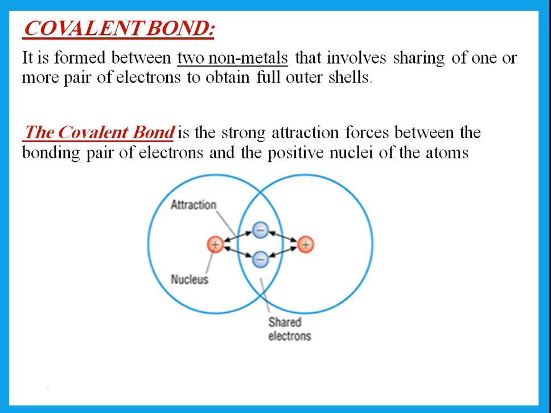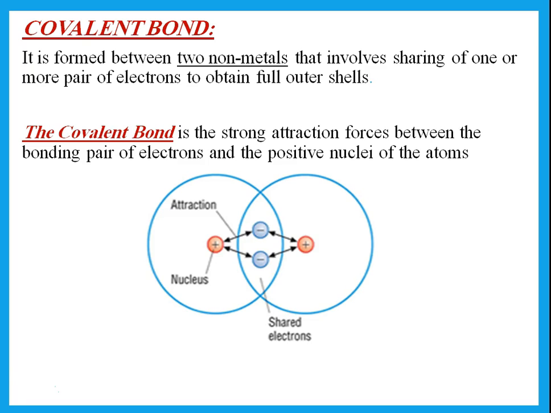That means each of them is going to donate 1 or 2 or 3 electrons, and this bond is called a covalent bond because it is an attraction force between the positive nuclei of the atoms and the electrons that are being bonded.